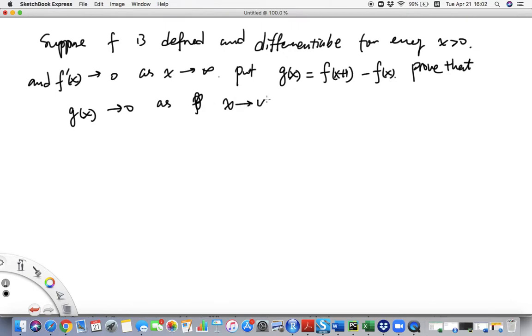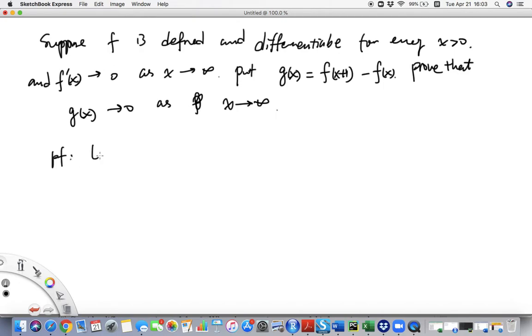Okay, so intuitively, g of x is f of x plus 1 minus f of x. So basically, g of x is how much f increases if your input has changed by 1. And we also know that the derivative goes to 0. So if x is really, really big, then the rate of change is really, really small. So intuitively, if x is really big, f of x plus 1 and f of x should not differ by much. That is to say g of x goes to 0. Okay, so how do we prove that rigorously?